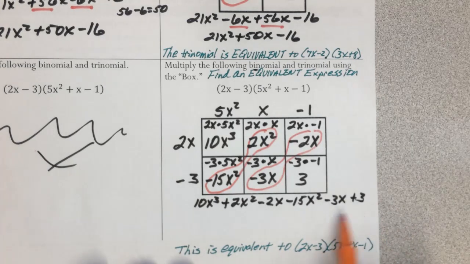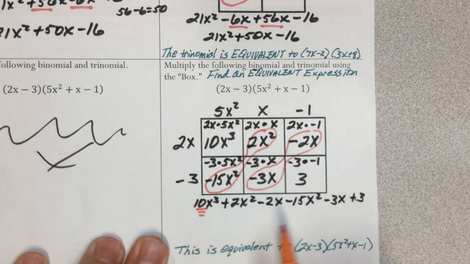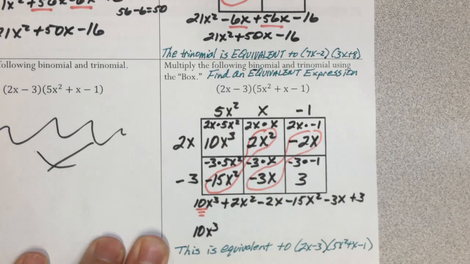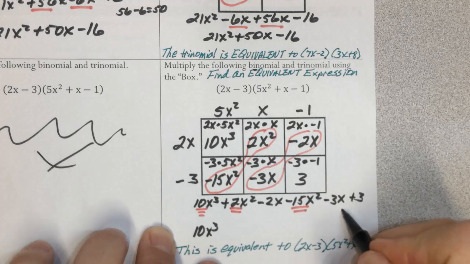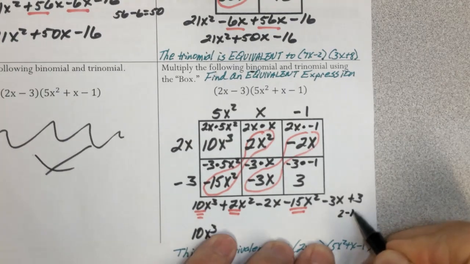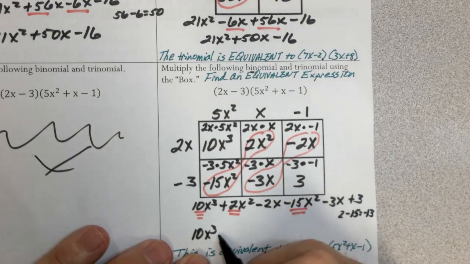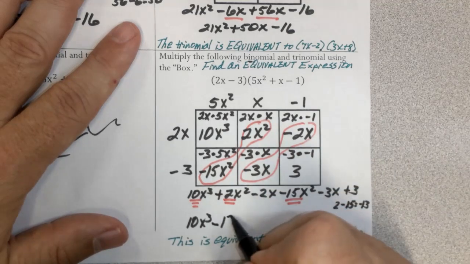So now we want to put together our like terms. Notice there's no other term that has an x cubed, so we're just going to write 10x cubed. And then we want to put together our x squared terms. So 2 minus 15. That gives us negative 13. So that'll be minus 13x squared.